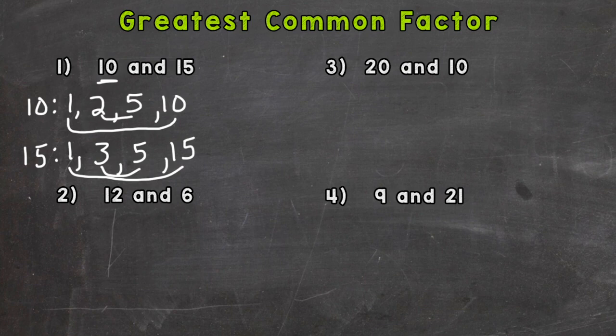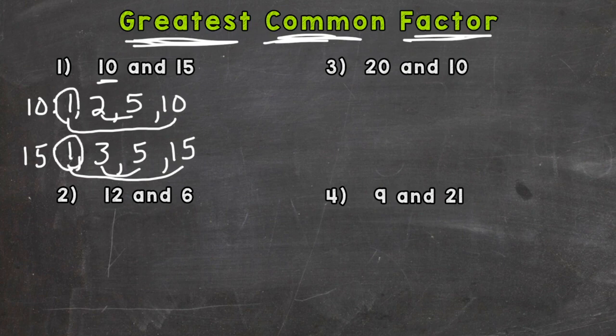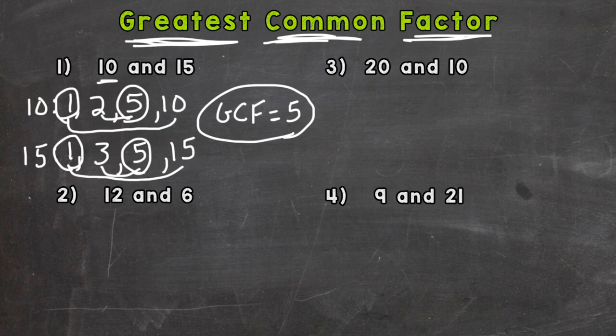So now we need to find the greatest common factor. So the greatest one that they have in common. I see that they have 1 in common, and they also have 5 in common. So what's the greatest? Well, 5. So we could put GCF, greatest common factor, equals 5. All right, let's try number 2 here.